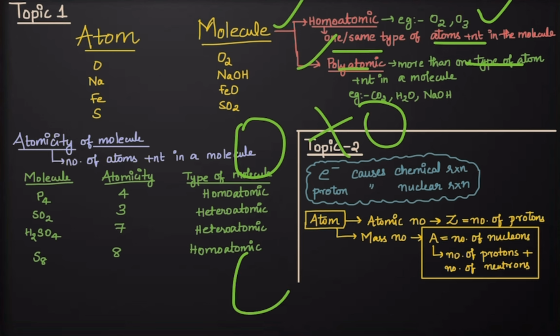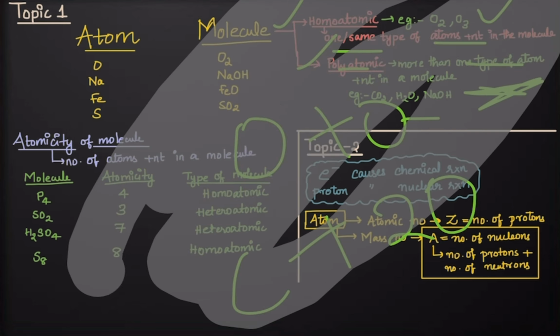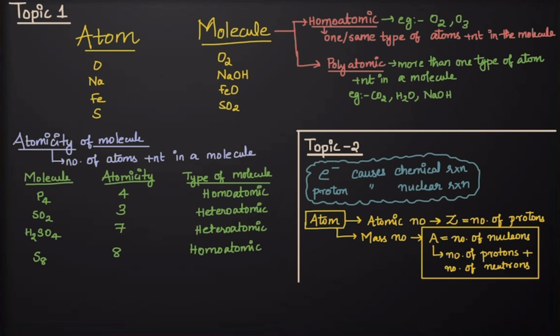More than one type of atom is present in polyatomic molecules. Carbon dioxide is an example: one atom of carbon and two atoms of oxygen are present. In H2O, two atoms of hydrogen and one atom of oxygen. NaOH has one atom of sodium, one atom of oxygen, and one atom of hydrogen. So more than one type of atom is present in polyatomic, and only one type of atom is present in homoatomic.